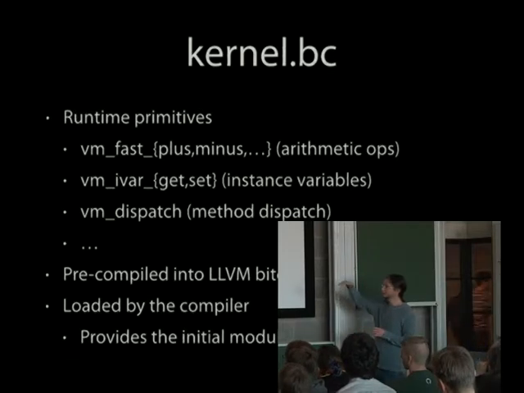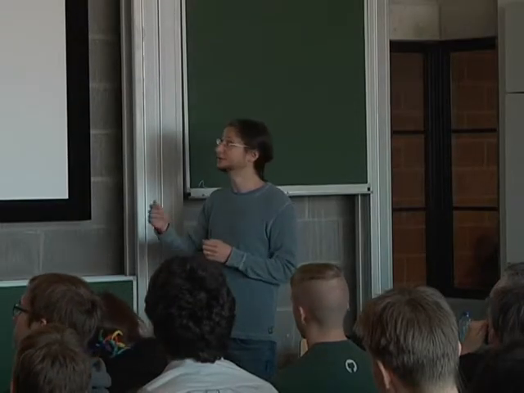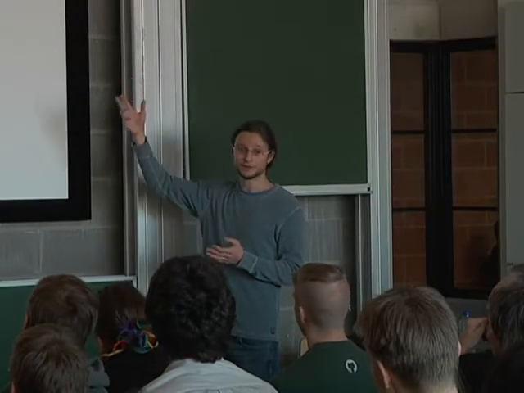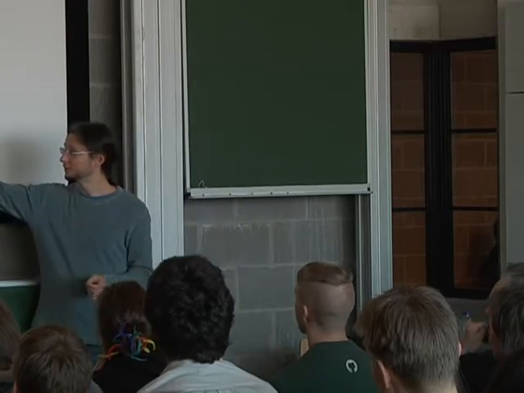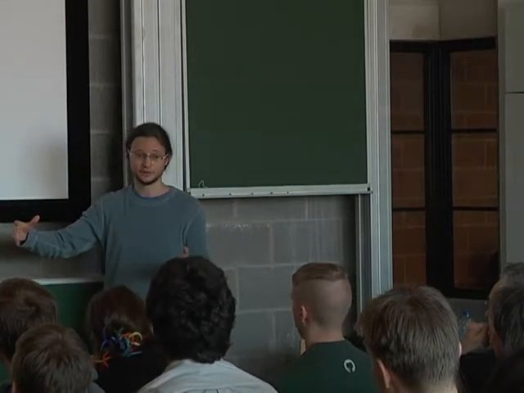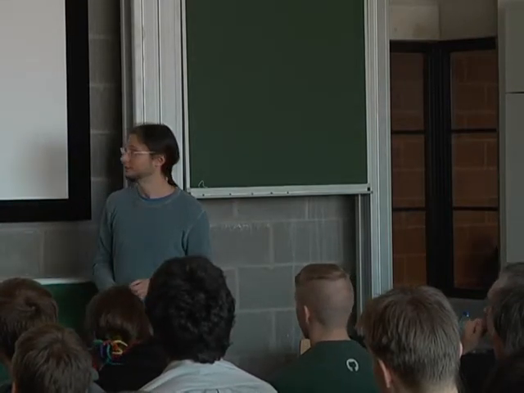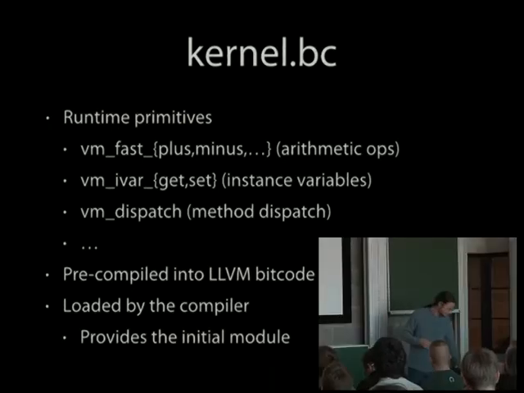And all these functions are defined in C, of course. But we use LLVM to compile them into bytecode. So we have this .bc file, which contains the bytecode of all our functions. And when the compiler starts, it loads the bytecode. And then all the functions are available for us to call inside the compiler. And also the bytecode provides the initial module. So we don't create a module, we just load it. And this is our compilation module here.